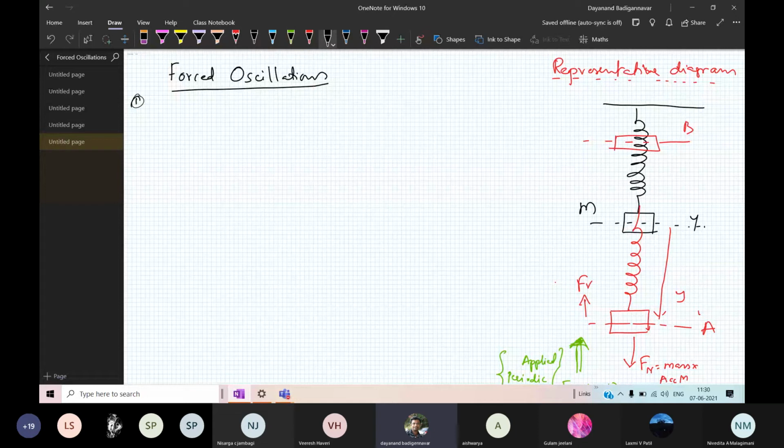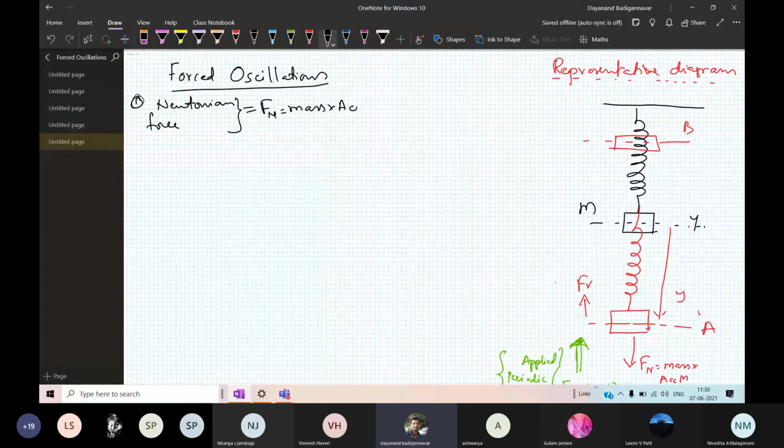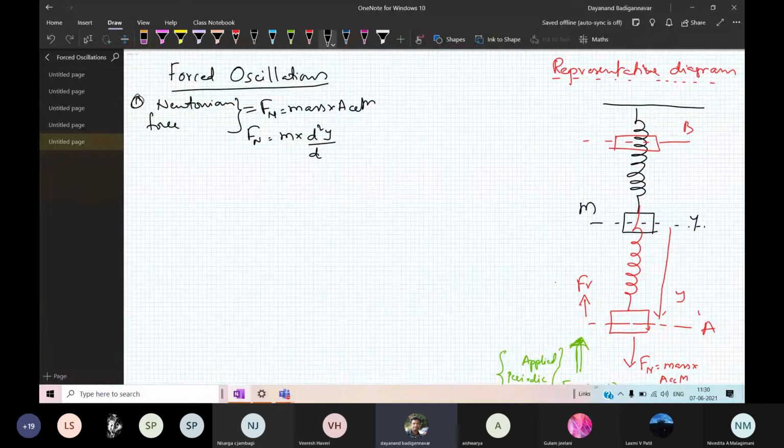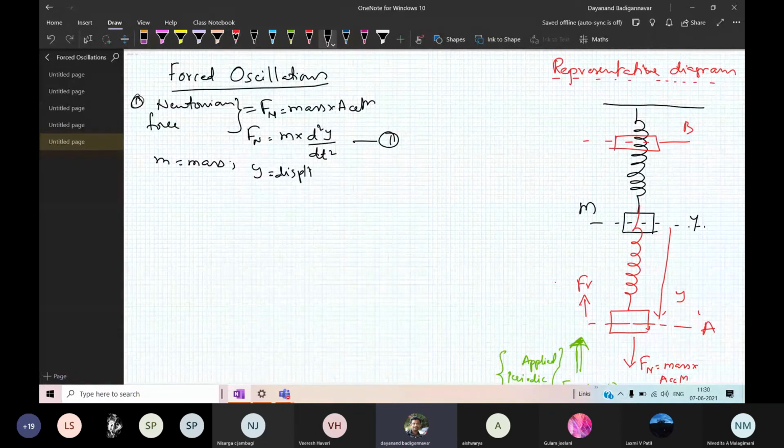The Newtonian force is acting in the downward direction. That is Fn equal to mass into acceleration, so Fn equals m into d2y by dt square. Here m stands for the mass that you have chosen, and y is the displacement, therefore acceleration is d2y by dt square. This is equation number 1.